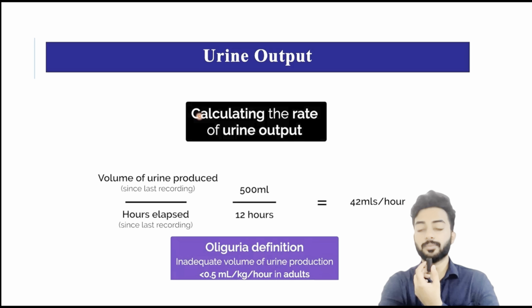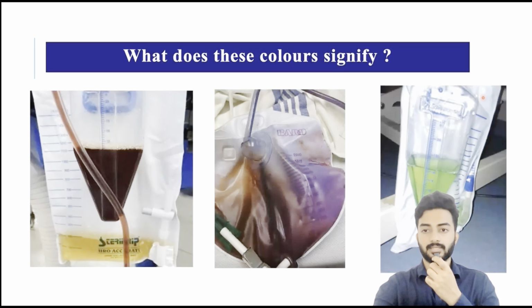So let me quiz you. You see different color urines in three images. Three images, three different colors. What does this color signify? So first is hematuria. Second is purple urine bag syndrome, which is produced by infections, Pseudomonas and Providencia.